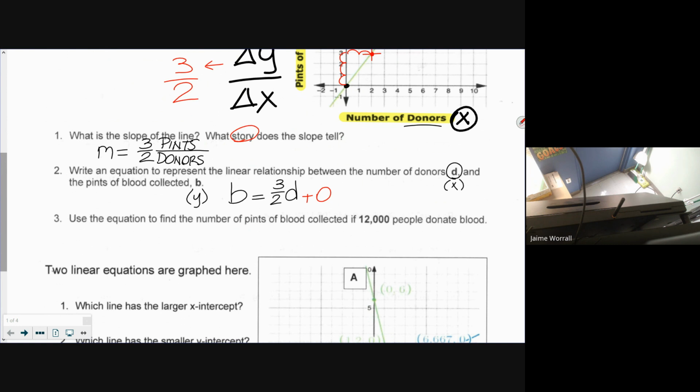You have been kissed by the mathematical gods. Congratulations. Use the equation to find the number of pints of blood collected if 12,000 people donate. So if your D was 12,000, right? So you're looking for, I can do this. I think I know. I hope so. Where is it? 3 halves times 12,000?